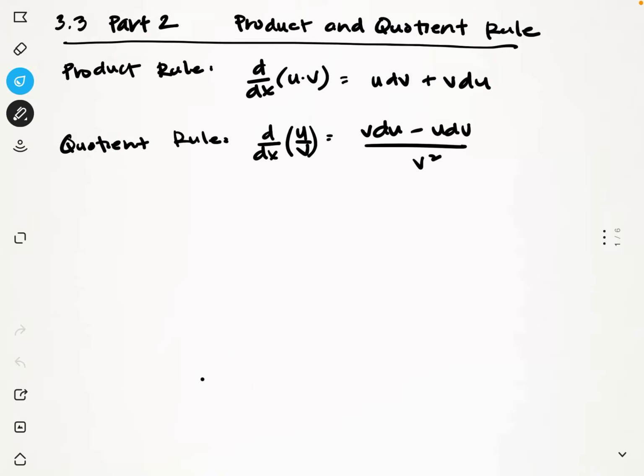Today we're looking at 3.3 part 2. We're looking at product and quotient rules, so these are super important. Going forward, there's something that you need to remember and be able to apply.